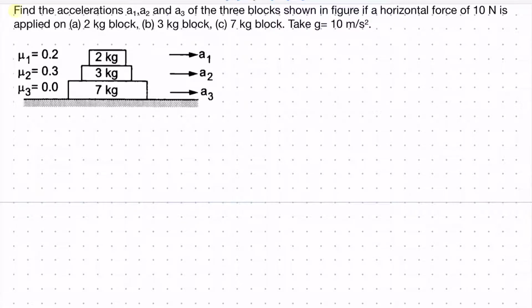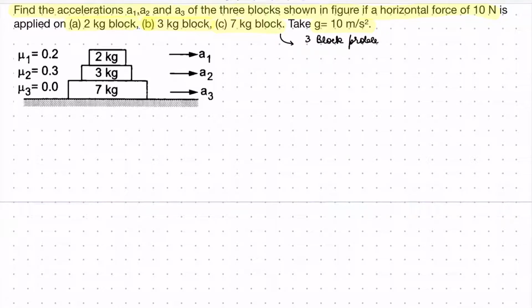Let's see this case. Find the accelerations A1, A2 and A3 of three blocks as shown in figure. If a horizontal force of 10 Newton is applied, A on 2 kg, B on 3 kg and C on 7 kg, take g is 10 meter per second square. So this kind of a problem is typically called a three block problem. And it's a very lengthy problem, so be patient with it.